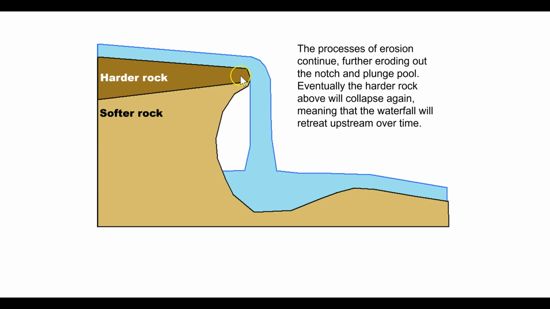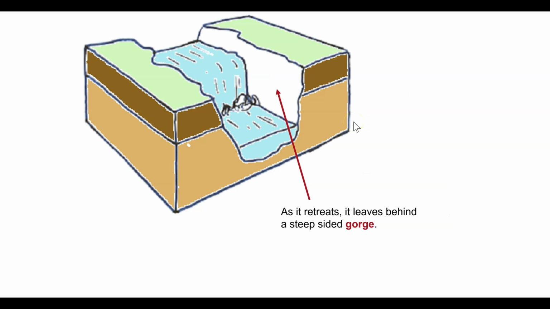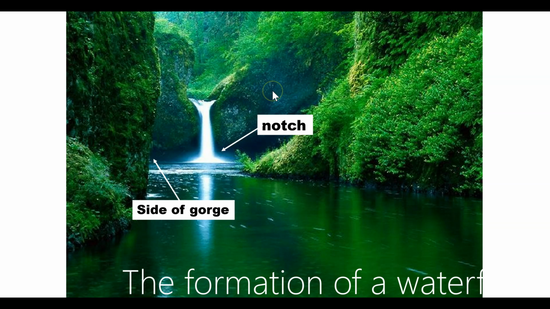The capstone here is eventually undercut again. It's not supported. It will collapse and you'll get the notch eroded out, and the whole thing will keep happening, and the waterfall retreats upstream over time. As it retreats upstream over time, it leaves behind this steep-sided gorge. So you'll have somewhere where it's relatively easy to get from the flat land to the river. Then you'll come down here at the other side of the waterfall to this big gorge.